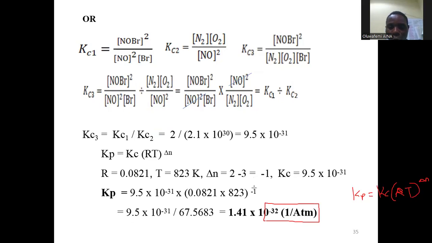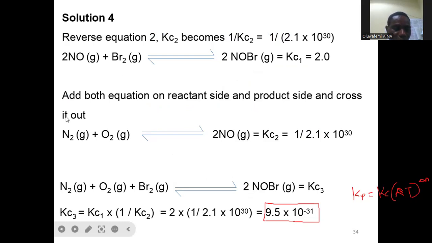Like I told you, your change in number of moles is determined from your balanced equation. In your balanced equation, on your product side, you have a total number of 2. In case 3, let me show you again. Let me go back here. Because a lot of people were worried why we did that, look at your balanced equation. This is 2, then this is 1, this is 1, this is 1 here.